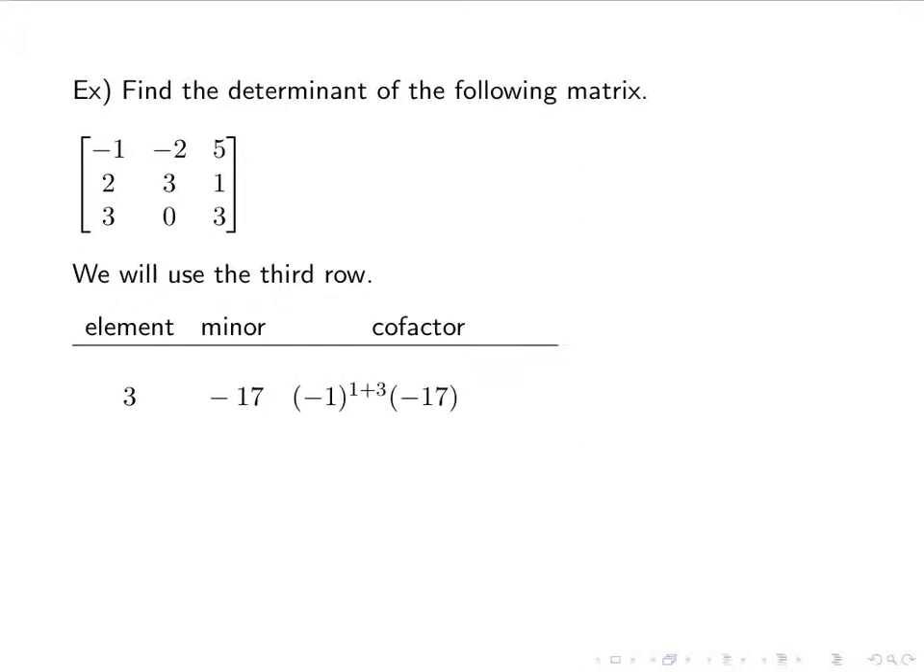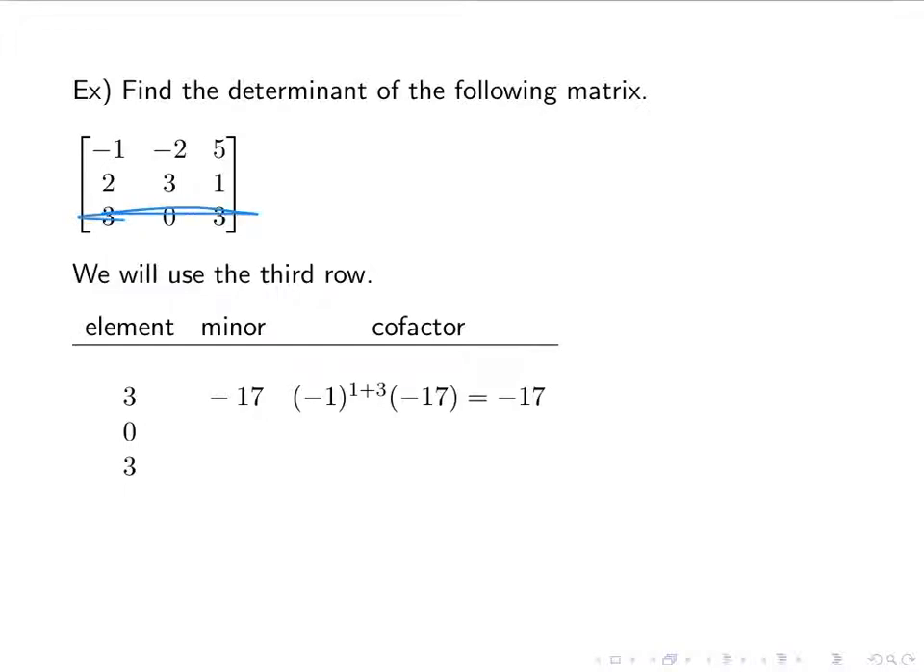Its cofactor will be negative 1 to the 1 plus 3. It's the first column, the third row. So i and j are 1 and 3. And that gives me a cofactor of negative 17. Next is the element 0. It doesn't matter what its minor and cofactor are because again I'm going to be multiplying it by 0, so I don't even have to do this. So I move on to my last element, another 3.